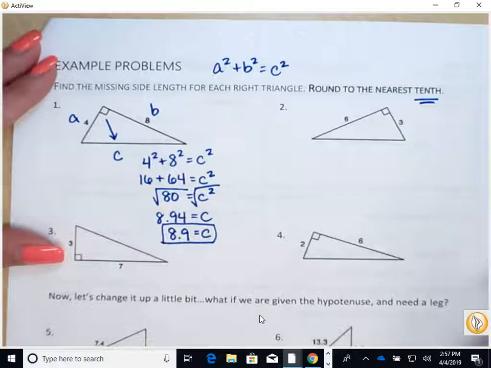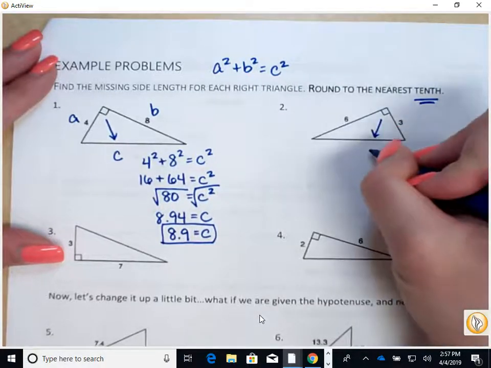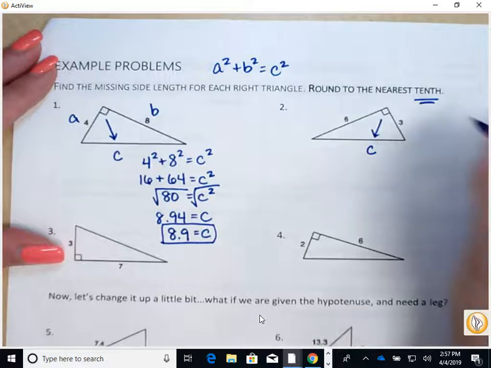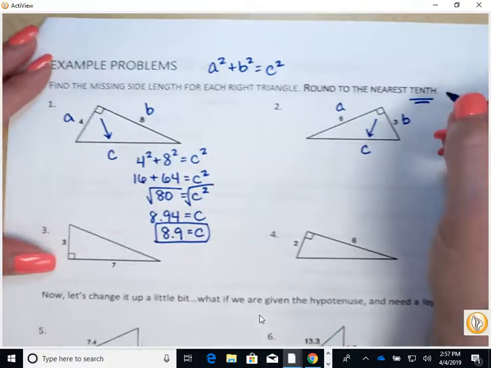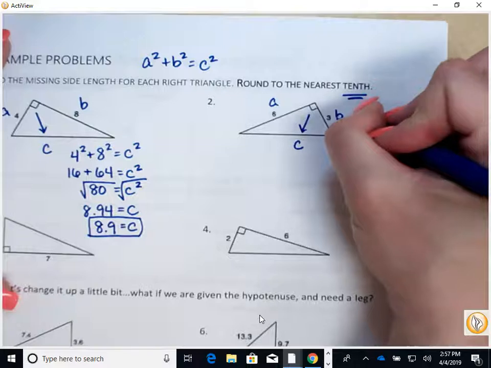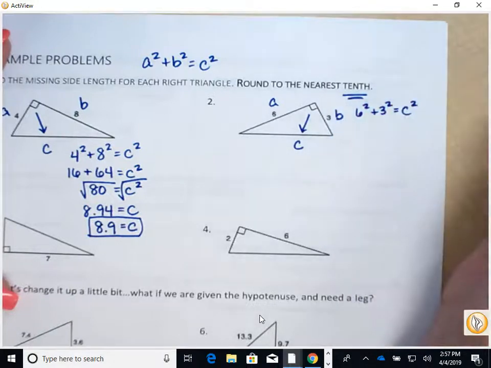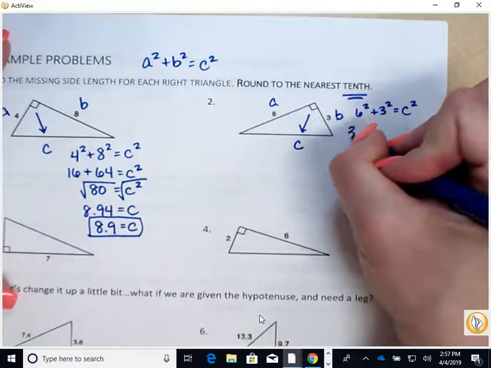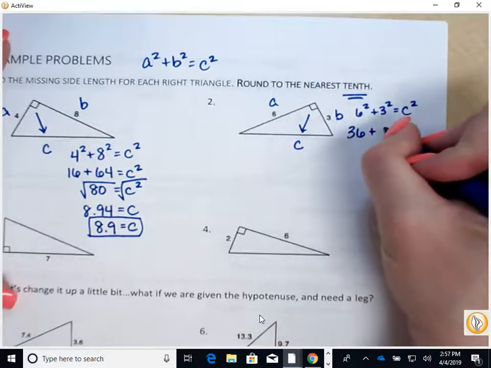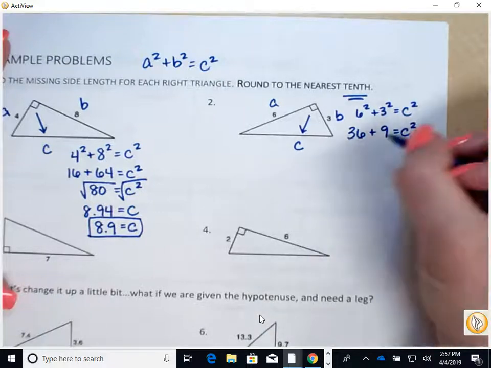So that's number 1. Number 2, first step, find your C side and label it. Then the other 2, just label A and B. It does not matter which one of those. Plug in and solve. So we've got 6 squared plus 3 squared equals C squared. Goal again this time is to find C. 6 squared, 6 times 6 gives me 36. 3 squared, 3 times 3 gives me 9. Add those 2 together and we get 45.